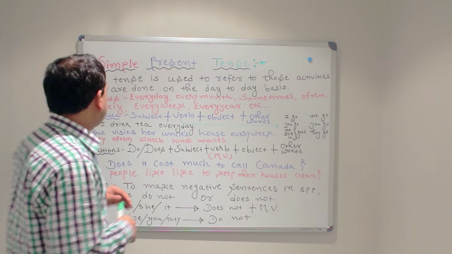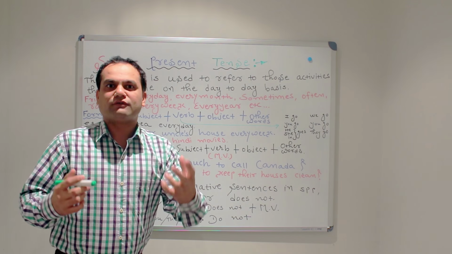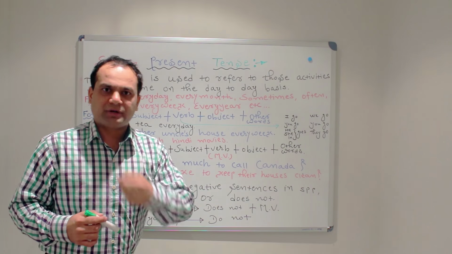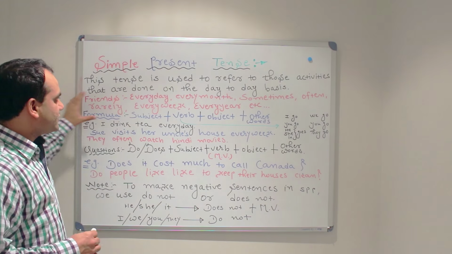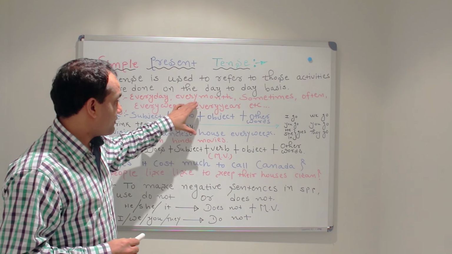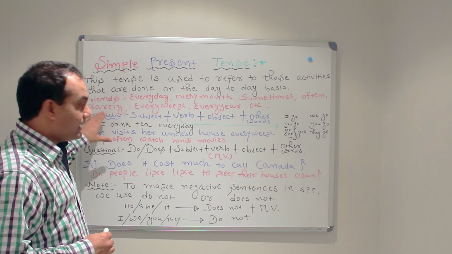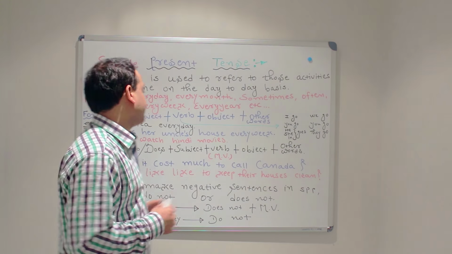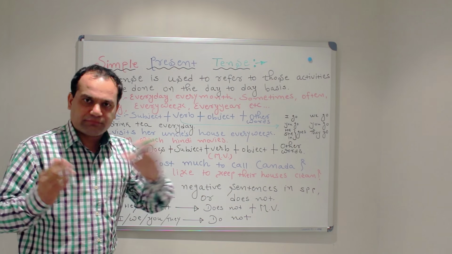is very important. So there are certain words which are called friends of simple present tense. Those words are very frequently used in simple present tense, and those words you need to remember. They are words such as every day, every month, sometimes, often, rarely, every week, every year, and so forth. So, how do we construct a sentence in simple present tense?